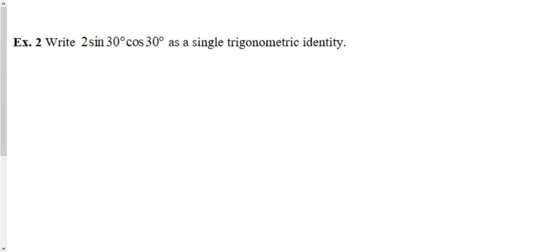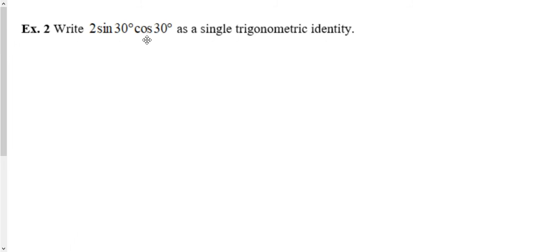In example 2, we have write 2 sine 30 cos 30 as a single trig identity. Well, 2 sine 30 cos 30, this is the same thing as saying sine of 2 multiplied by 30. And of course, 2 times 30 there is just sine of 60 degrees.